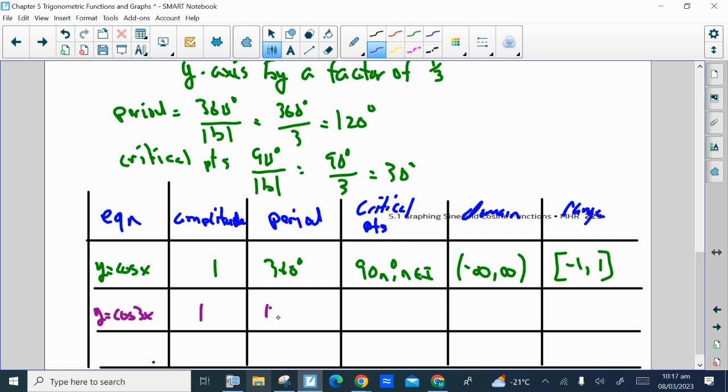But now we saw the period did change. It was 120 degrees, and our critical points were every 30n degrees. So it didn't change the domain. All it changed is how quickly it went through one cycle, but it still goes left and right forever. It also didn't change the range because our amplitude is still 1.